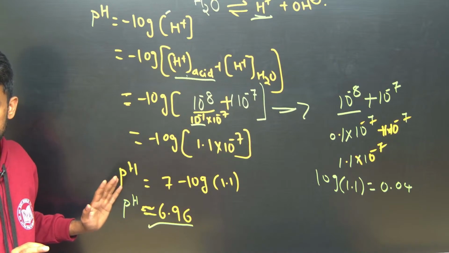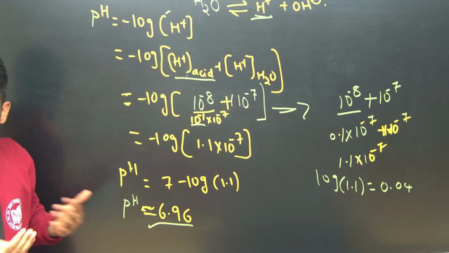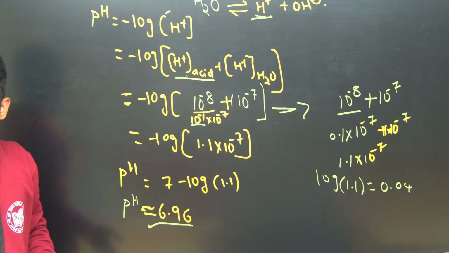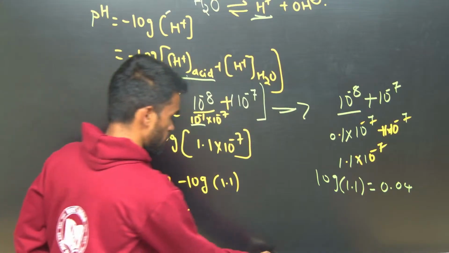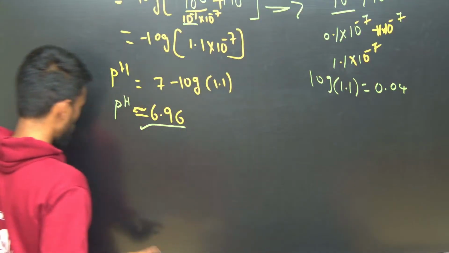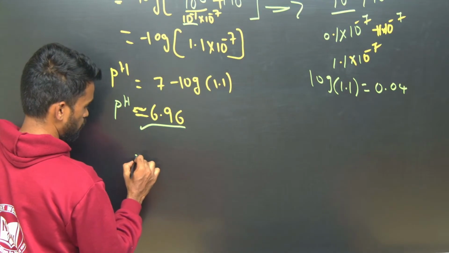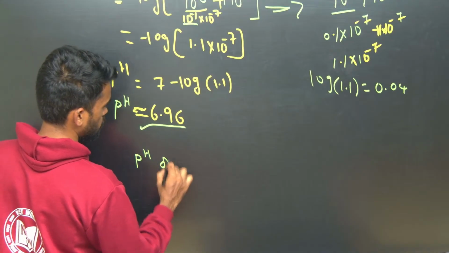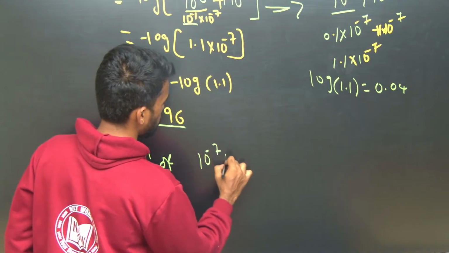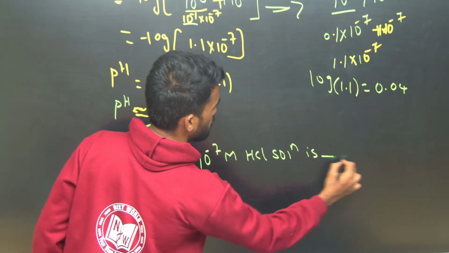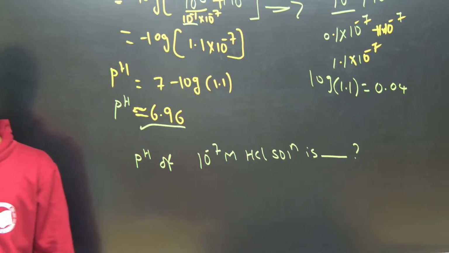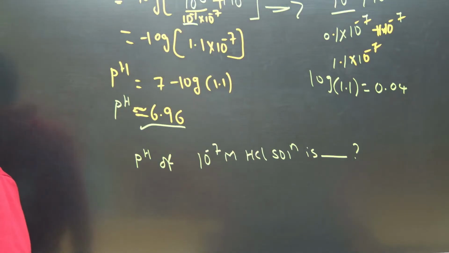Okay, if they give 10 power minus 7, that is also less than 10 power minus 6 now. So you should take from water also. Now you do that yourself. What is the pH of 10 power minus 7 molar HCl solution? Tell me.